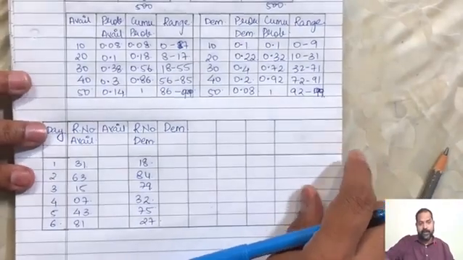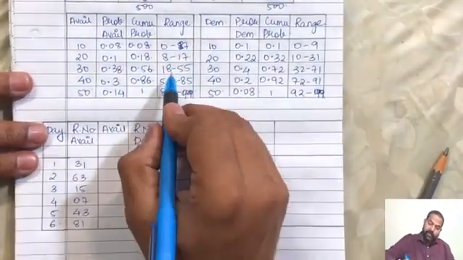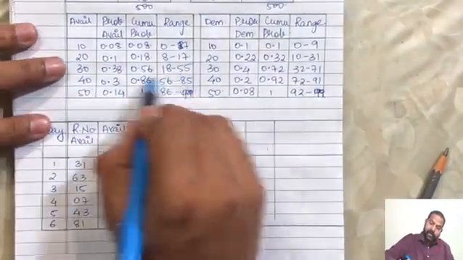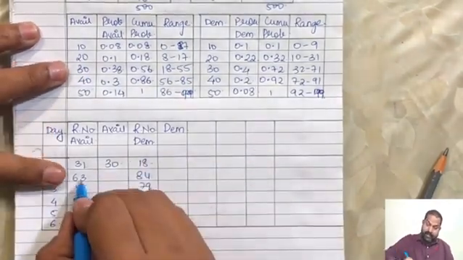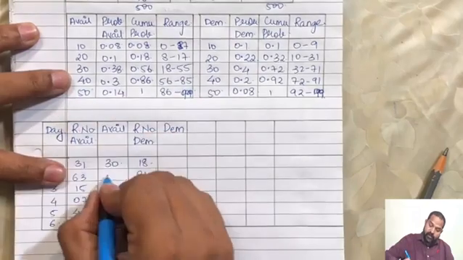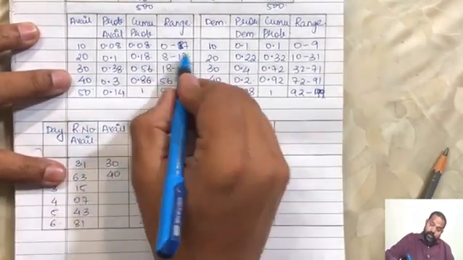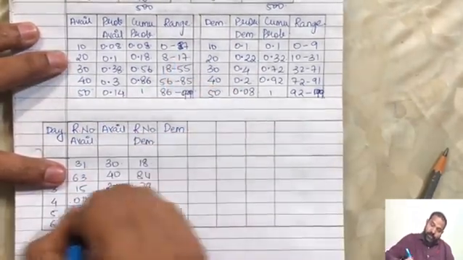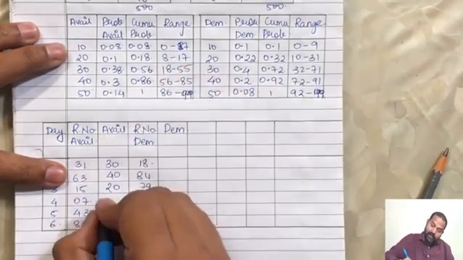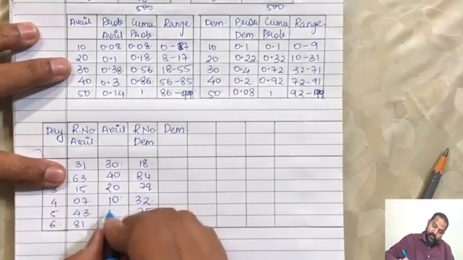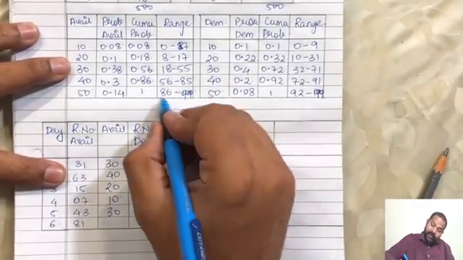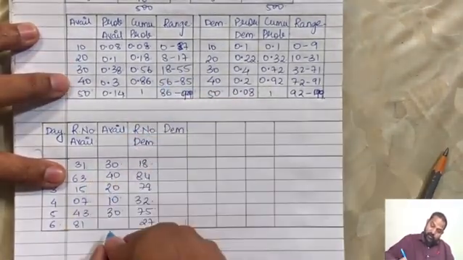Let's begin the prediction. 31 in availability. 31 falls here, 18 to 55. So the availability is 30 kg. 63 is here, 40. 15 is here, 20. 7 is here, 10. 43 lies here, so 30. 81 lies here, so 40.